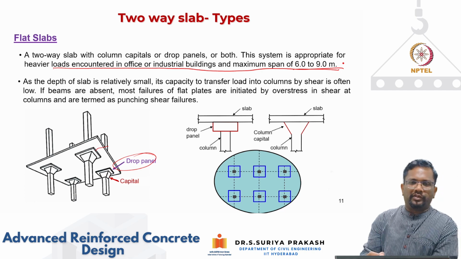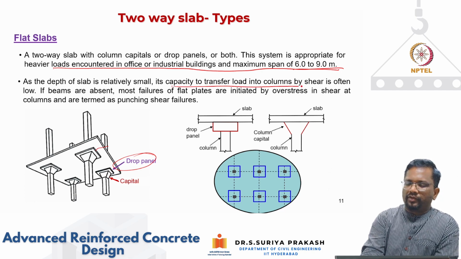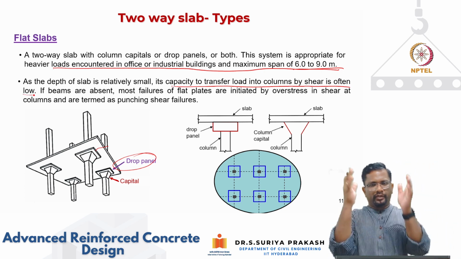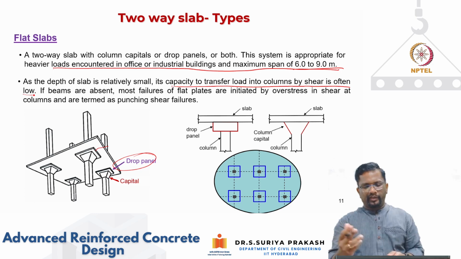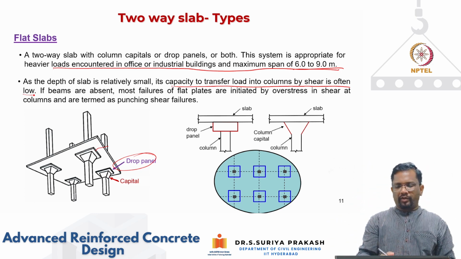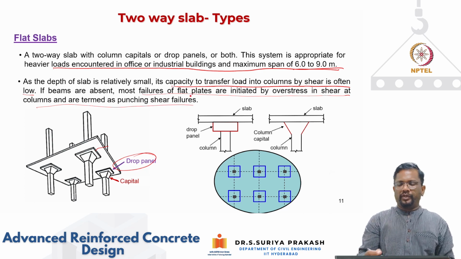As the depth of the slab is relatively small, its capacity to transfer loads into columns by shear is often low. Okay, this is again because we don't have beams. Though we have improved it from the flat plate, the thickness around the column is still only from the drop panel and column capital. Most failures of flat plates are initiated by overstressing in shear at columns, and they are termed punching shear failures. Okay. So that is the reason.